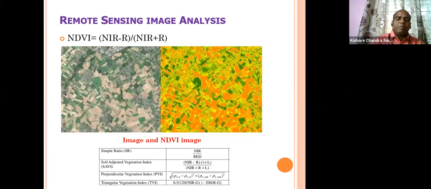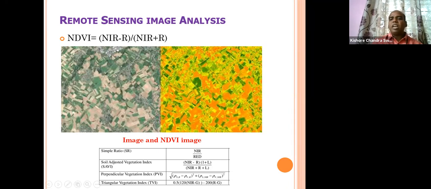And as we know that the solar intensity changes throughout the day and season to season, to limit their impact, instead of using the reflectance values, we generally go for vegetation index. We go for some ratios, and the most popular is the normalized difference vegetation index, where we can use the equation NIR minus R, NIR is near infrared, minus red, upon NIR plus R. This is the most popular one, and this is the normal image. This is the vegetation index image.